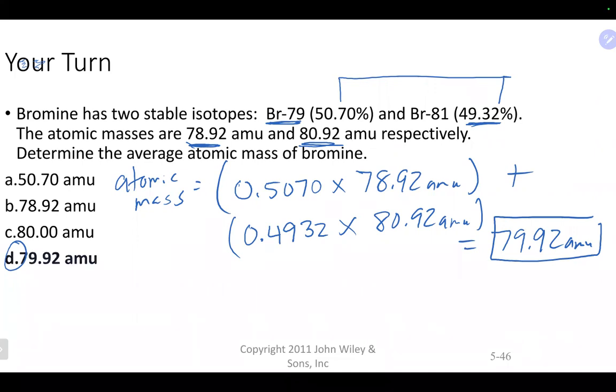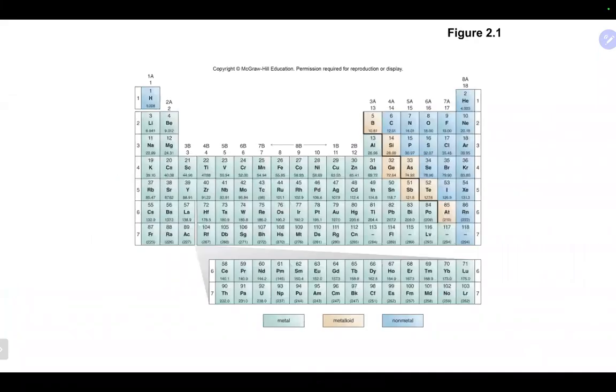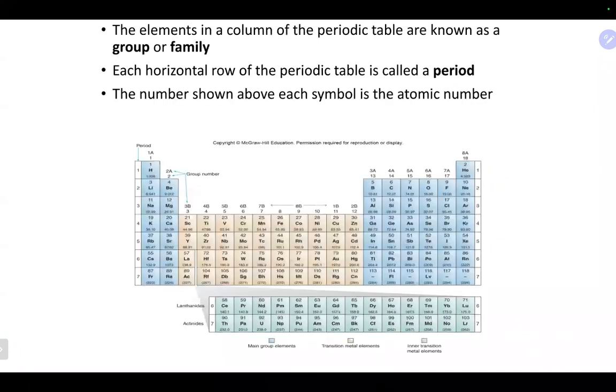Okay, then let's talk about the periodic table here officially. That's the periodic table. Good talk. So the periodic table, again, there's a couple of things.